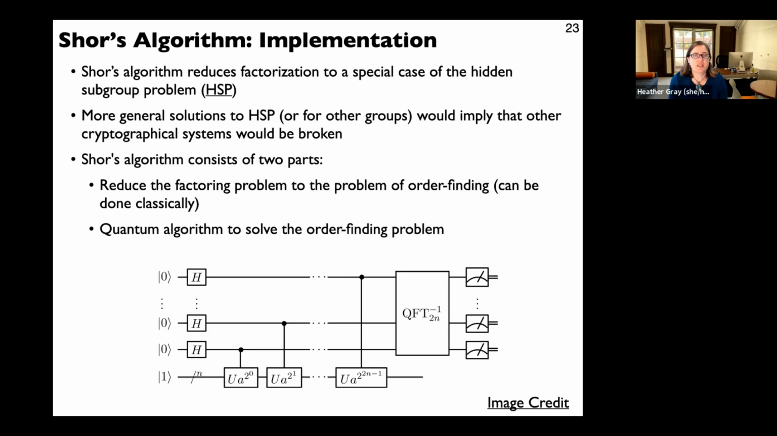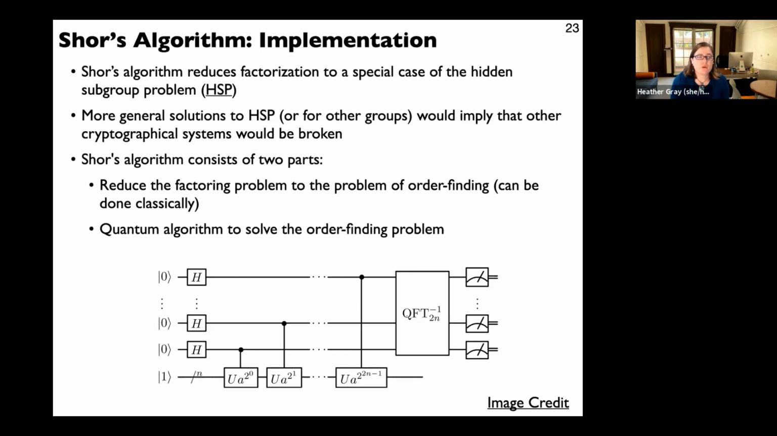Now, in terms of the implementation, it relies on reducing the factorization problem to a special case of the hidden subgroup problem, which is linked there. And in fact, if one found more general solutions to this hidden subgroup problem for other groups, it would imply that other cryptographic systems would also be broken. It can be broken down into two parts. Firstly, you want to reduce the factoring problem into a problem of order finding. And this order of the integer is something that comes from modular arithmetic.